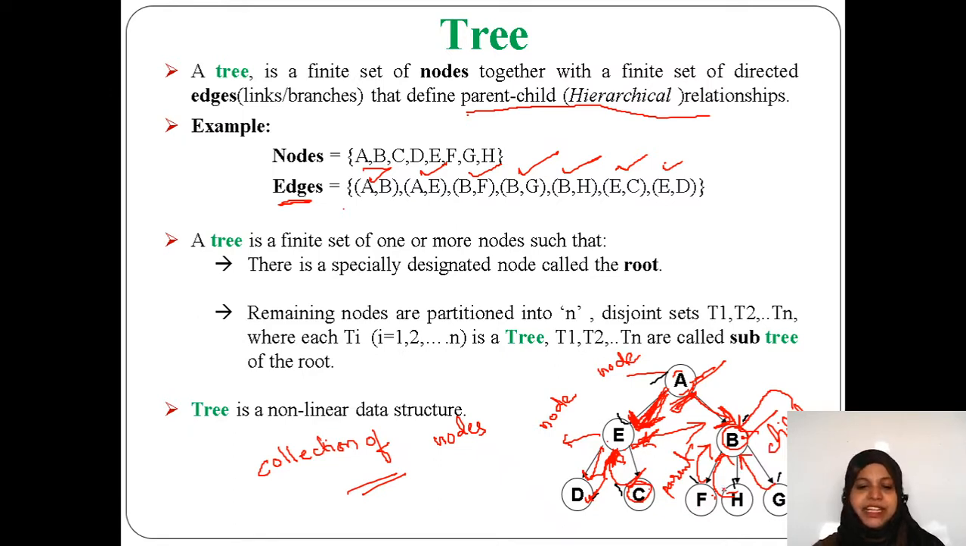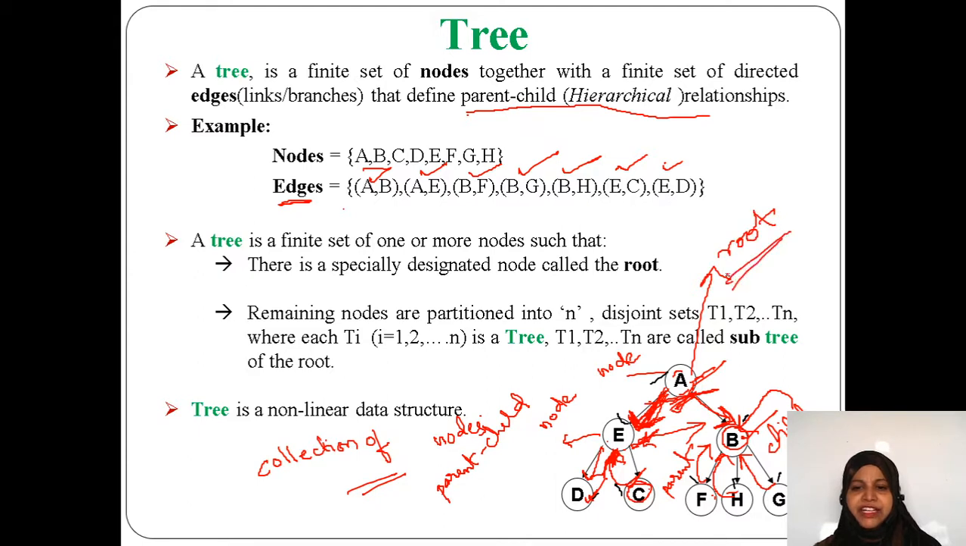Generally, whenever we are going to represent any tree, we are going to use this parent and child relationship, right? Here a tree is consisting of a finite set of one or more nodes such that there is a specially designated node that is called the root node. The top node, we are having only one designated node. This node is known as the root node.